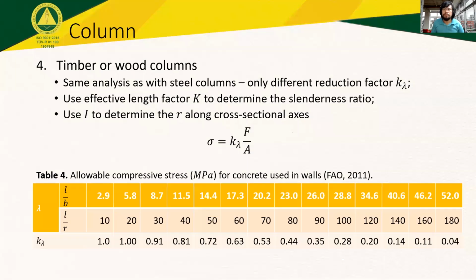That's the final answer. Now we move to wood, and the same analysis is being used for wood as with steel columns. The only difference is the reduction factor, since we have a different table that's being used, and we can make use of the arbitrary slenderness ratio L over B, or the exact slenderness ratio L over R. Again, we use the K to determine the slenderness ratio, and we use the I to determine the R along the cross-sectional axis, and use the formula shown for sigma.